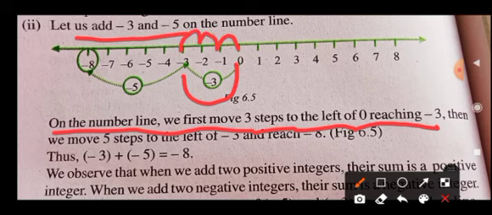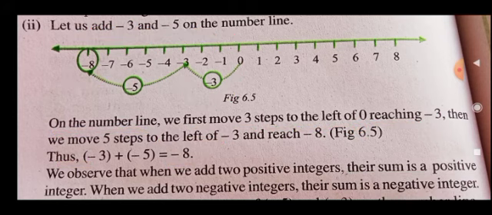Then we move 5 steps to the left of minus 3. From minus 3 again we have to move how many steps? 5 steps. So 1, 2, 3, 4, 5. So where we reach? Oh sorry, minus 8. Thus minus 3 plus minus 5. If you add minus 3 and minus 5, two negative integers, the answer will be negative. So minus 8 is our answer.